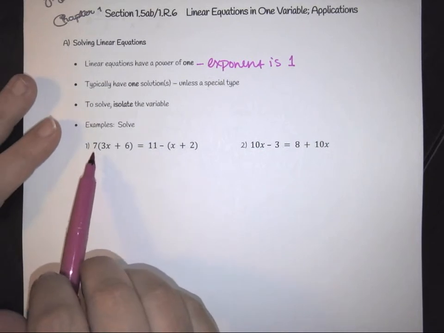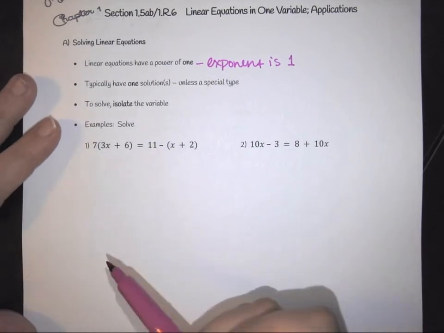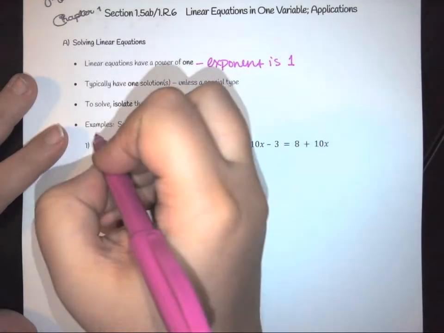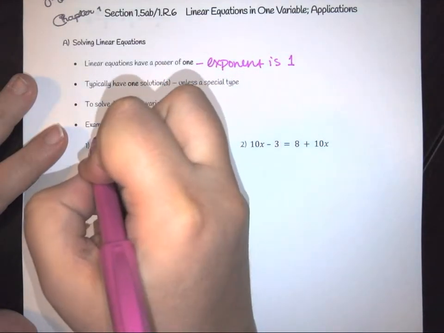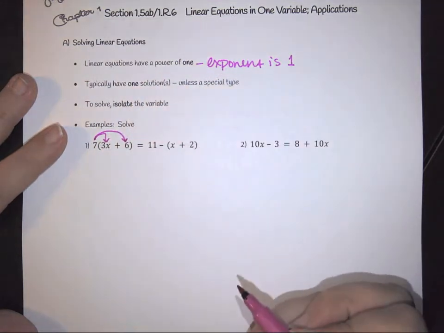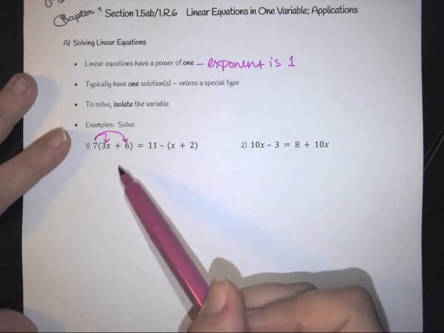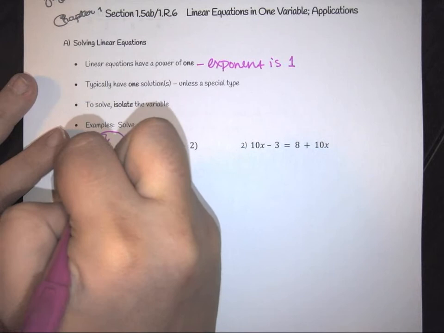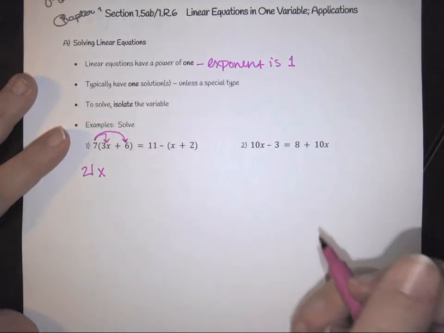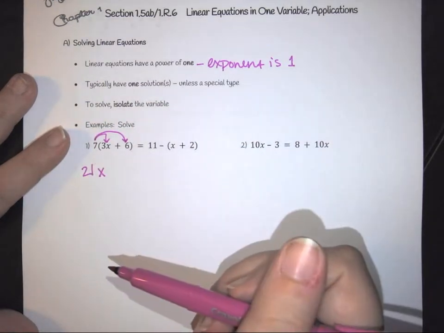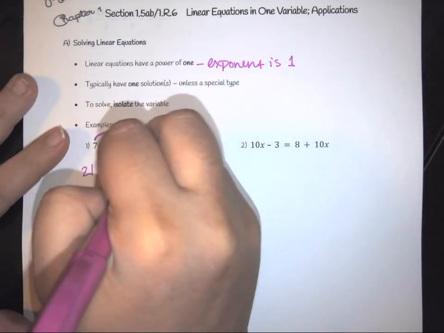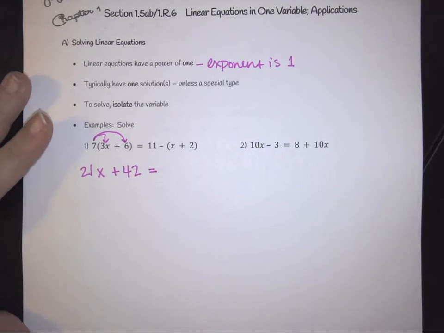On this left-hand side, I've got this 7 out in front, and so I have to do what's called distribute. Distribute says I'm going to take the 7 and multiply it through my parentheses and thus get myself an answer. So if I go ahead and do that, 7 times 3 is going to give me 21, and then don't forget your x along for the ride. And then I have 7 times 6, which is going to give me 42, and that was the left-hand side of my equation.